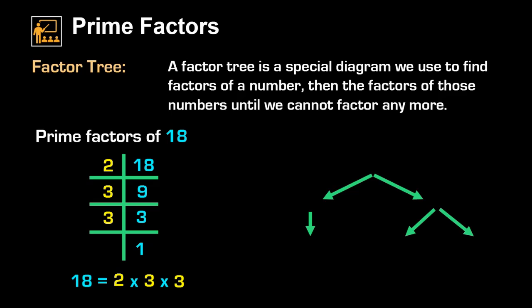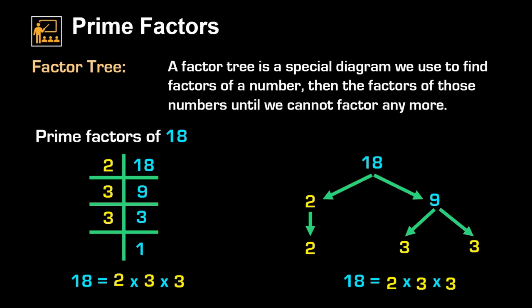This is just also another way to do it, where we find 2 and 9. 2 multiply 9 will give us 18. 2 is a prime number, 9 is not, so we will get the factors of 9, which are prime numbers. It is 3 and 3, and we've got our 2, which is already a prime number, and then we have the prime factors of 18 as 2, 3, and 3.